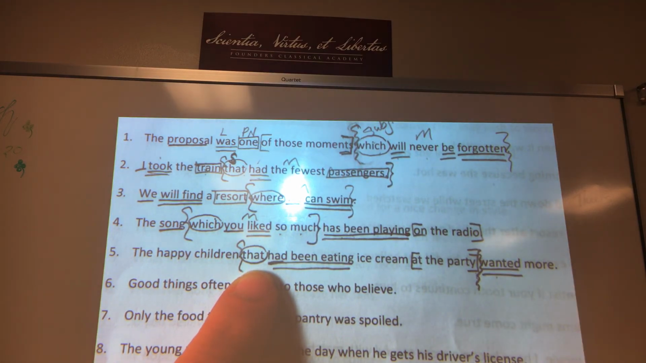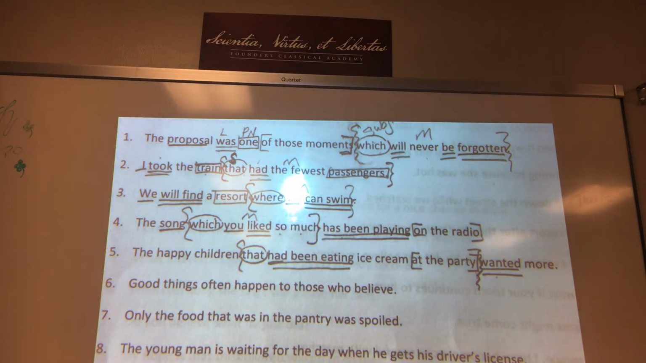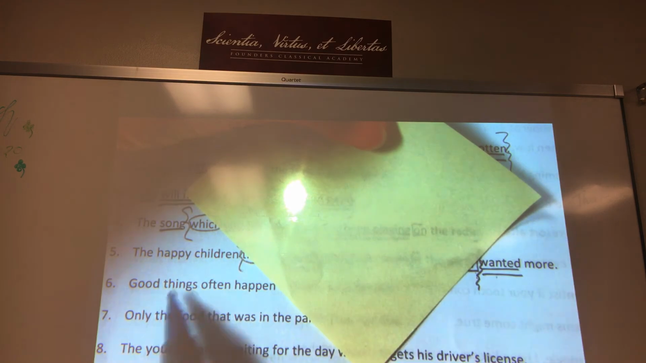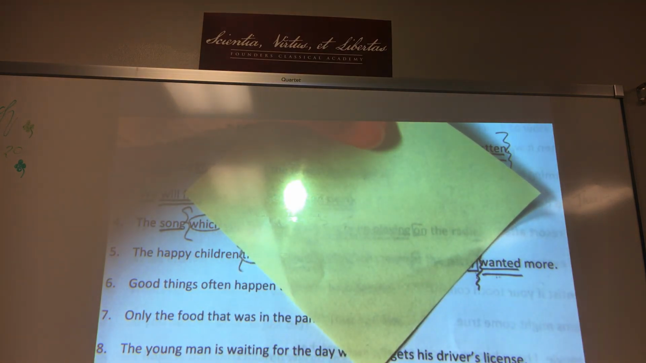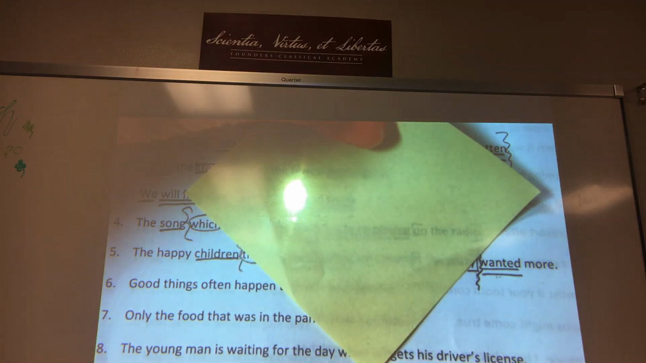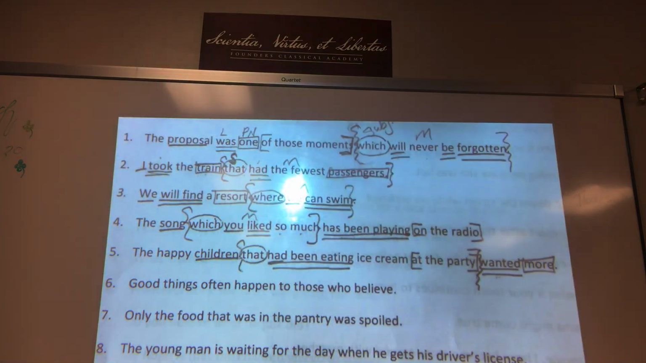Okay, all right, now that I've found it, let's see if we can take it out. Can I cover it all up? The happy children wanted more. Okay, so what is the subject for wanted? Children wanted what? They wanted more. This is an indefinite pronoun. We can use it as an object.